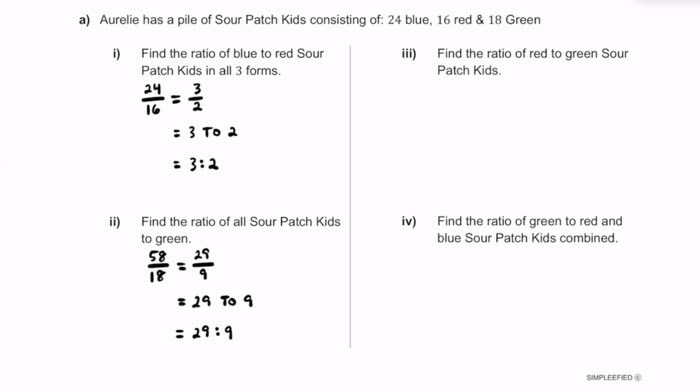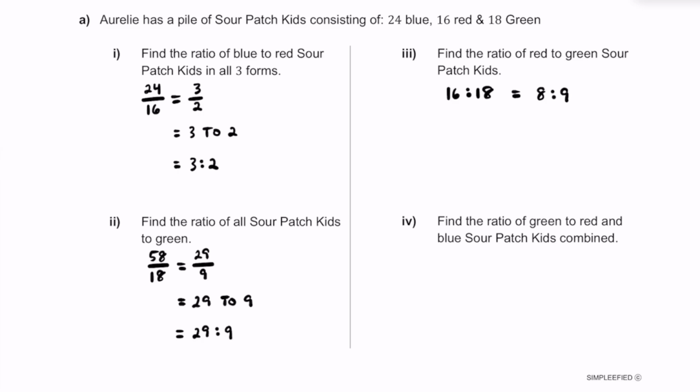Let's see, red to green, so I believe that's going to be 16 first. Green is going to be 18, so it's a 16 to 18 ratio. But you can also simplify by the GCF here, so we have an 8 to 9 ratio here. Okay, so for every 8 red ones, there are going to be 9 green ones, which makes sense because there's more green than red that Orly has here.